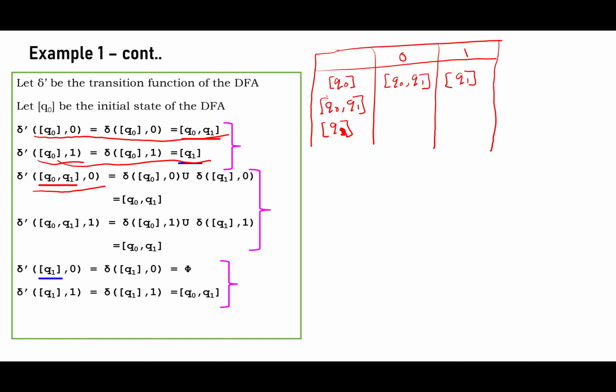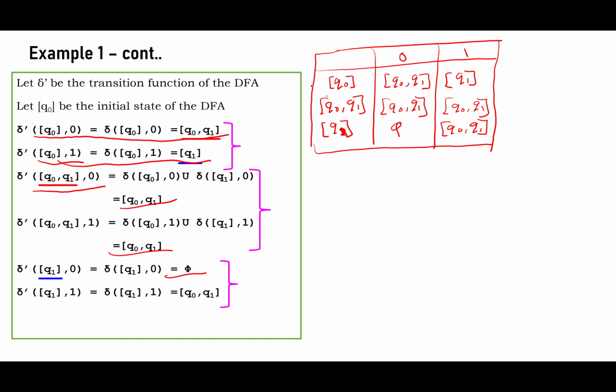Then what is Q naught Q1 comma 0? It is Q naught Q1. Then next, Q naught Q1 comma 1 is also Q naught Q1. Then Q1 comma 0, it is null. Then Q1 comma 1, it is Q naught Q1. So this is the transition table.